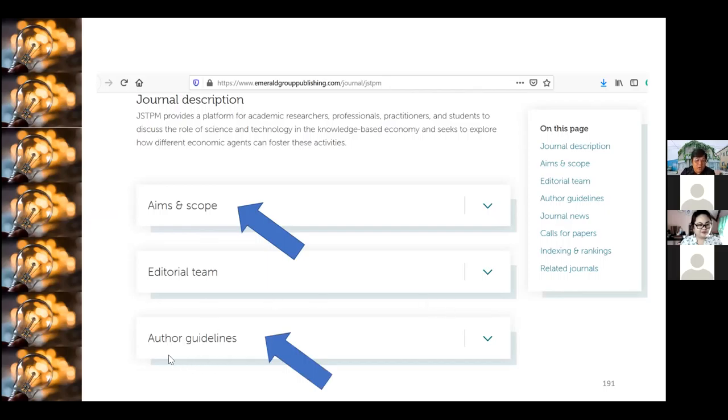Number two, I also check the author guidelines. I check what their format is, what their template is, and what referencing style they follow, so that I can adjust my paper based on the requirements of the journal. Okay?